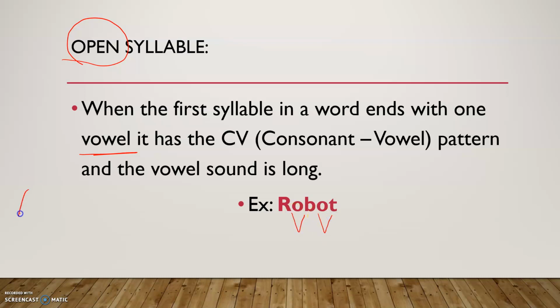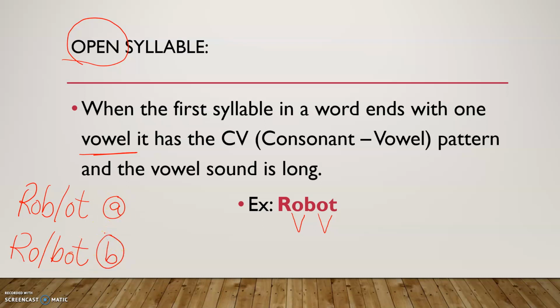Rowboat. Do we draw the line here? Row oat or row boat? Pause my video and think, which answer would you choose? A or B? Did you know the answer? Well, obviously it's B. That's great.